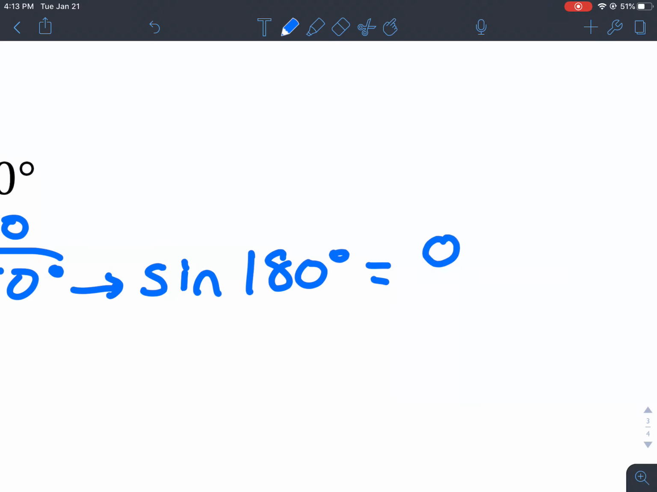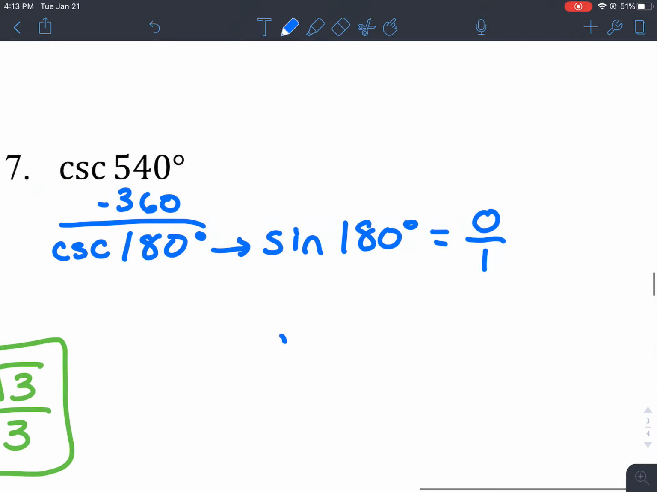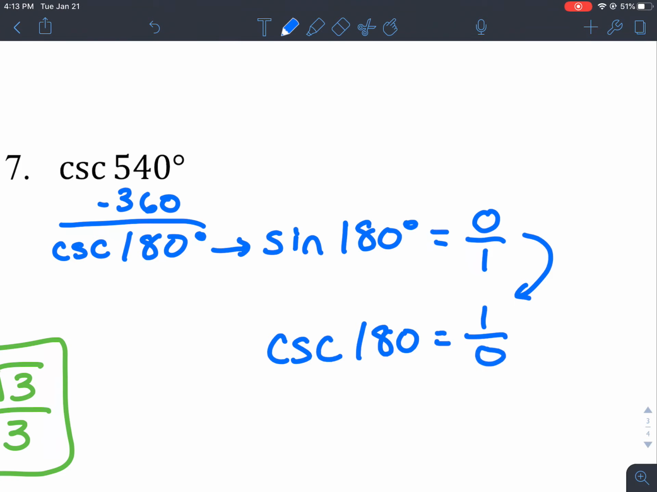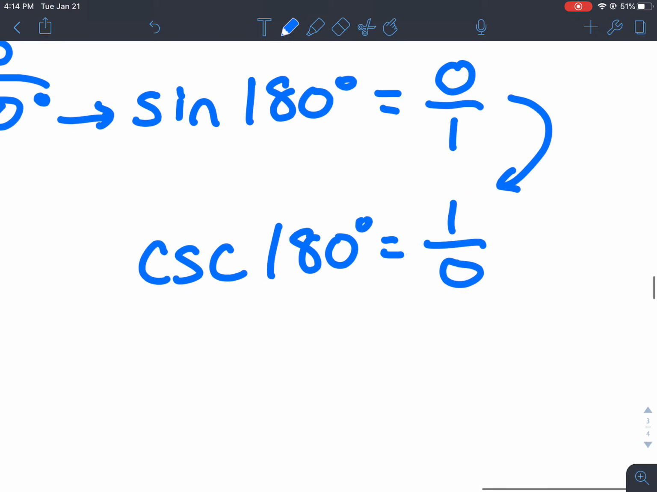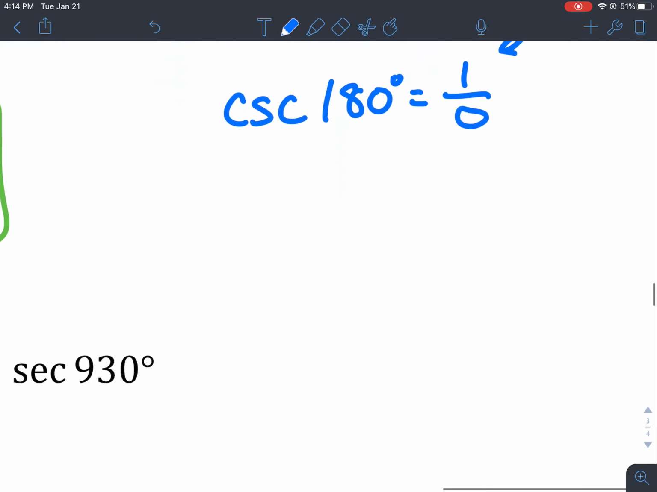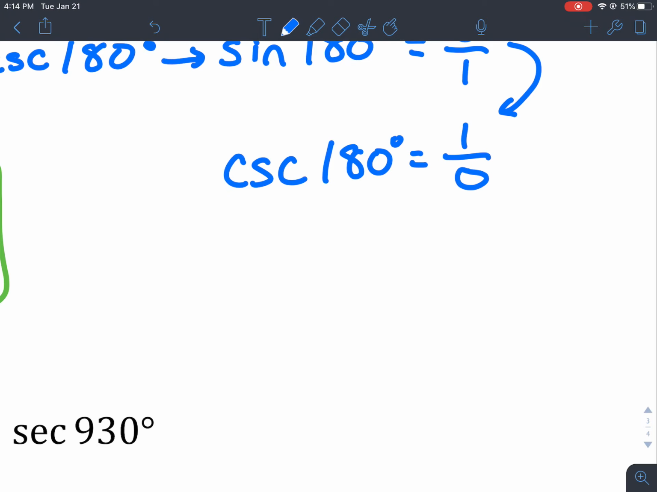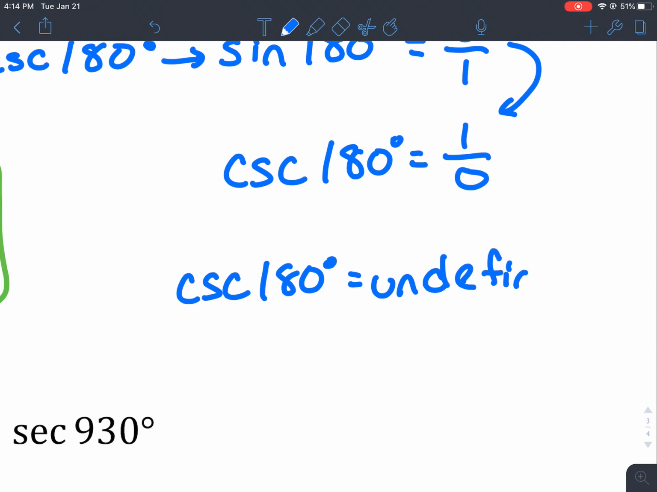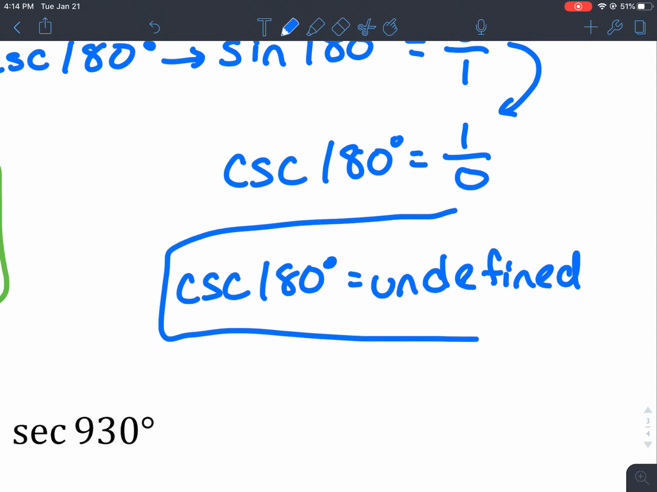Now, because I want to flip that, I'm going to write it as a fraction, 0 over 1. Now, that's the sine of 180. So if I want the cosecant of 180, I'm just going to take this fraction, and I'm going to flip it. 1 over 0. However, we are not going to write our answers as 1 over 0. So as we discussed in our notes, anytime 0 is in the denominator, we are going to say that the cosecant of 180 degrees is undefined.